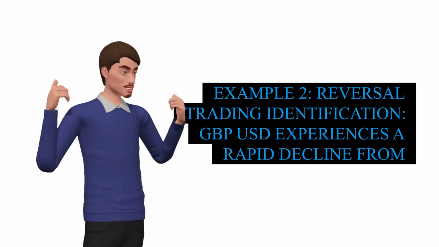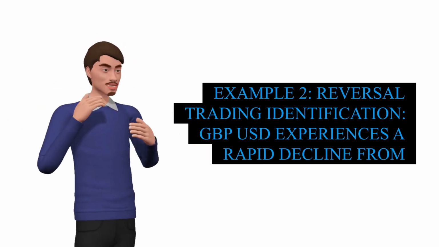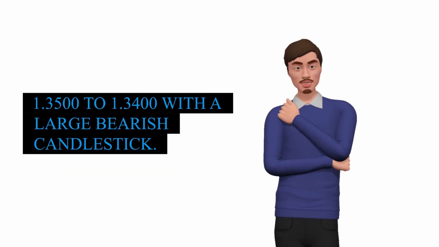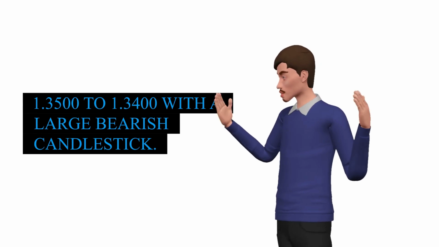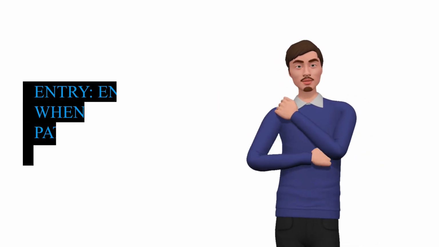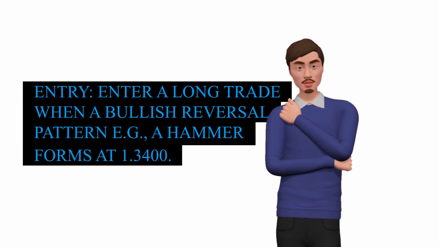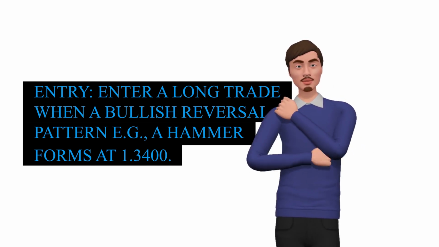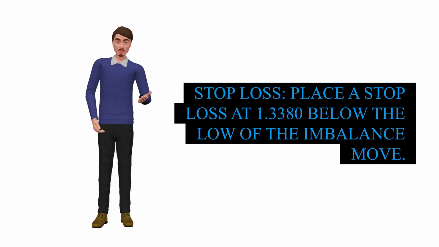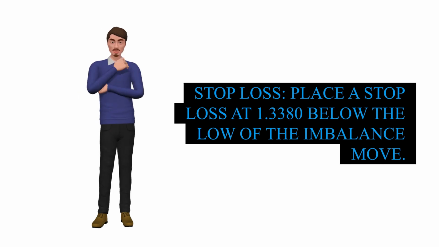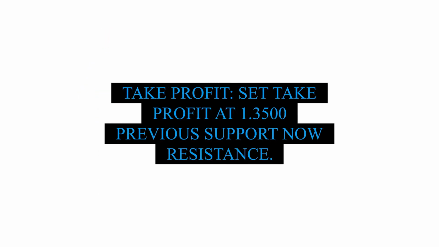Example 2. Reversal trading. Identification: GBP/USD experiences a rapid decline from 1.3500 to 1.3400 with a large bearish candlestick. Entry: enter a long trade when a bullish reversal pattern, for example, a hammer, forms at 1.3400. Stop loss: place a stop loss at 1.3380, below the low of the imbalance move. Take profit: set take profit at 1.3500, previous support now resistance.